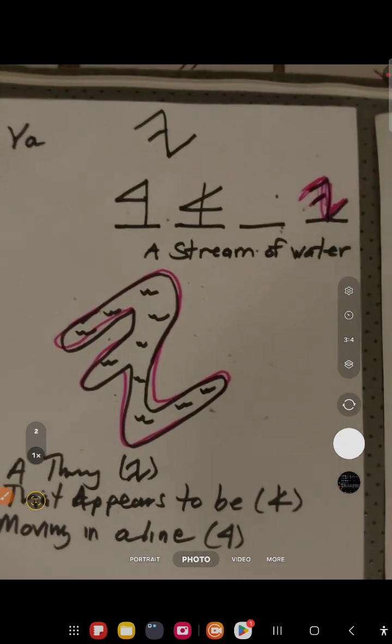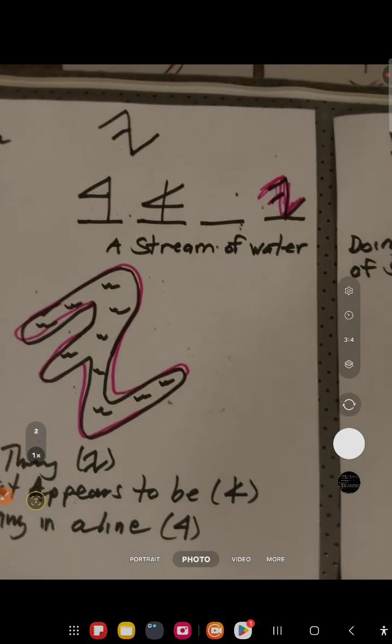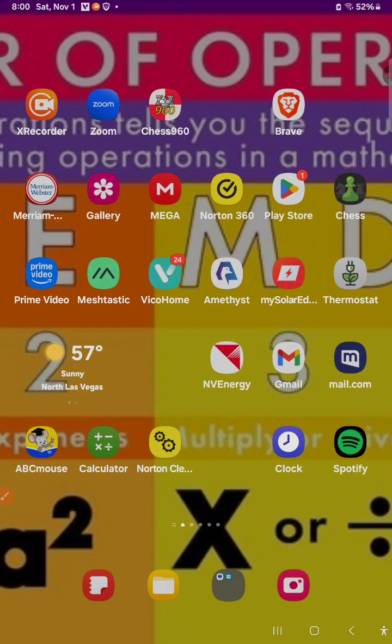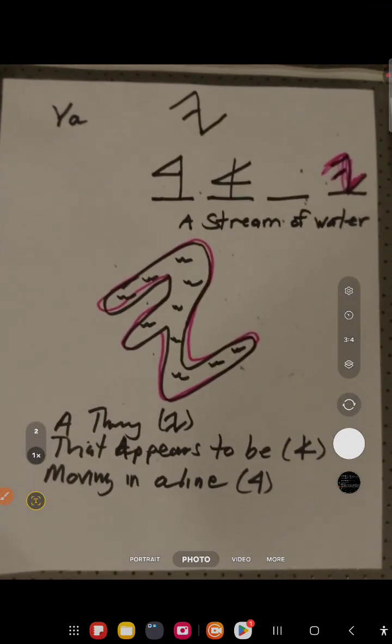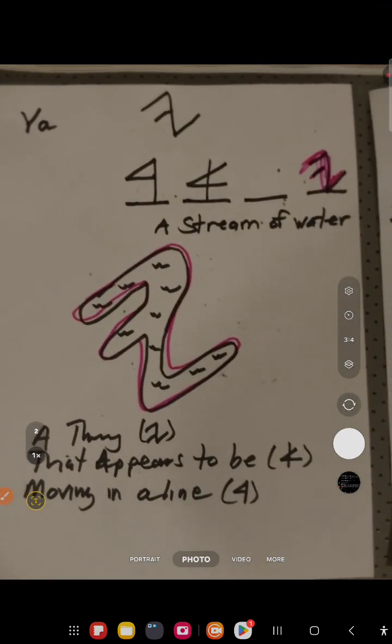Now, where did ya come from? It comes from the word ya-ar. What is a ya-ar? Oh, my camera's tripping again. Ya-ar means a stream of water, a thing that appears to be moving in a line.